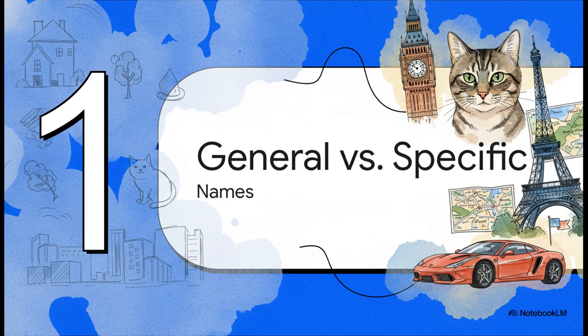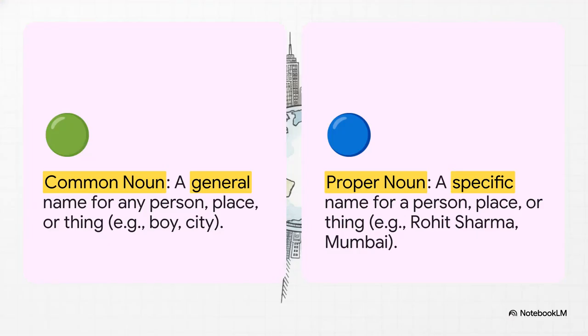The first big split, and maybe the easiest to understand, is about whether we're being general or specific. And that brings us to common nouns versus proper nouns. So a common noun is just a general name for something, like boy or city, super generic. But a proper noun, that's the specific name, like Rohit Sharma or Mumbai. The easiest way to spot a proper noun is that it's always capitalized. Think of it this way. Car is common, but Tesla is proper. It's like a brand name for a person, place, or thing.